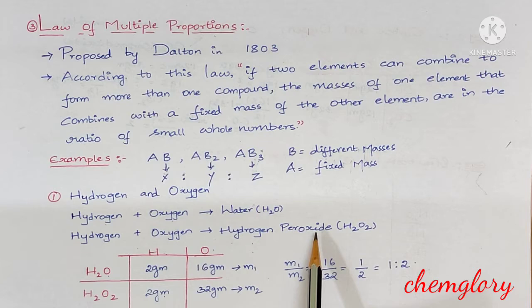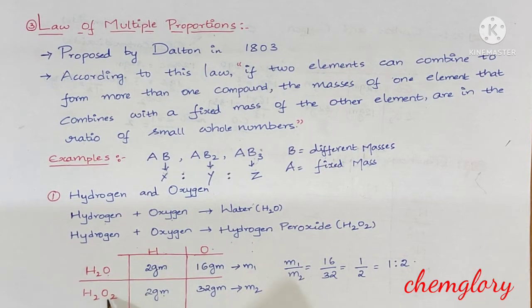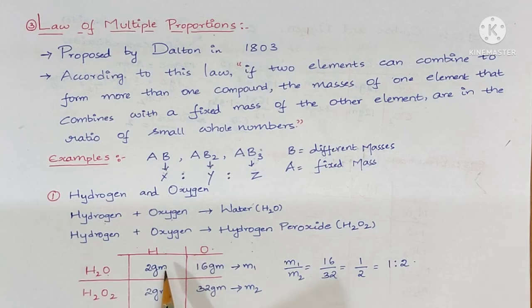Now, let me find the masses of each element in these compounds. So here I have written two compounds, that is H2O and H2O2. And what are the elements in the two compounds, students? One is hydrogen and another one is oxygen. So now let's find the mass of each element in the particular compounds. What is the first compound? Water. Here we have two hydrogens, so 2 grams. Here we have one oxygen, so finally it is 16 grams.